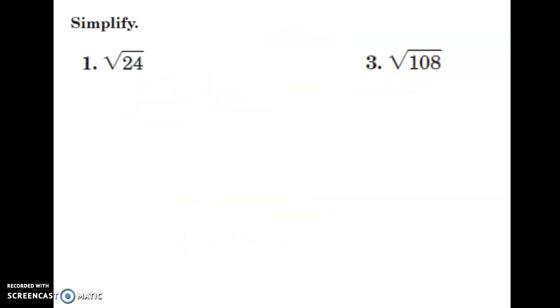Let's try a couple more. So we have the square root of 24, which I just demonstrated. So we have that 4 times that 6. So we have 2 root 6. This is considered simplified. Remember, this is multiplication. Now 108. 108 is a large number, and so you're going to have to pay attention, and you're going to have to work for the largest perfect square that you can find in the expression.